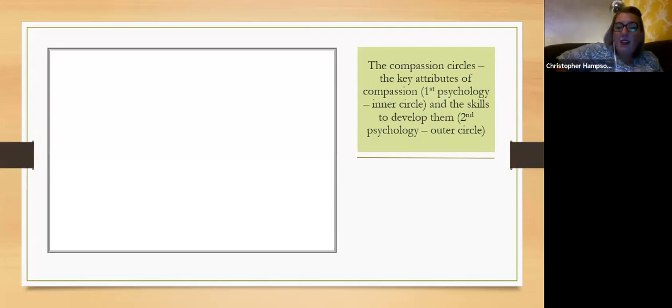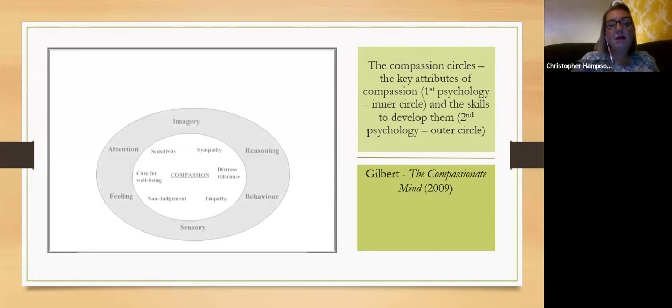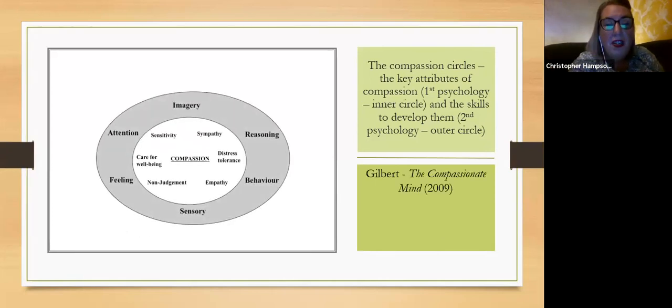The compassion circles, the key attributes of compassion. This includes both the first and the second psychology. So we would then build on attention, feeling, sensory, behavior, reasoning, and imagery. We'd work with the client through all of these. Later on in the workshop, we're going to go through a formulation that we use with clients and some different interventions that we would use to work with all of this.